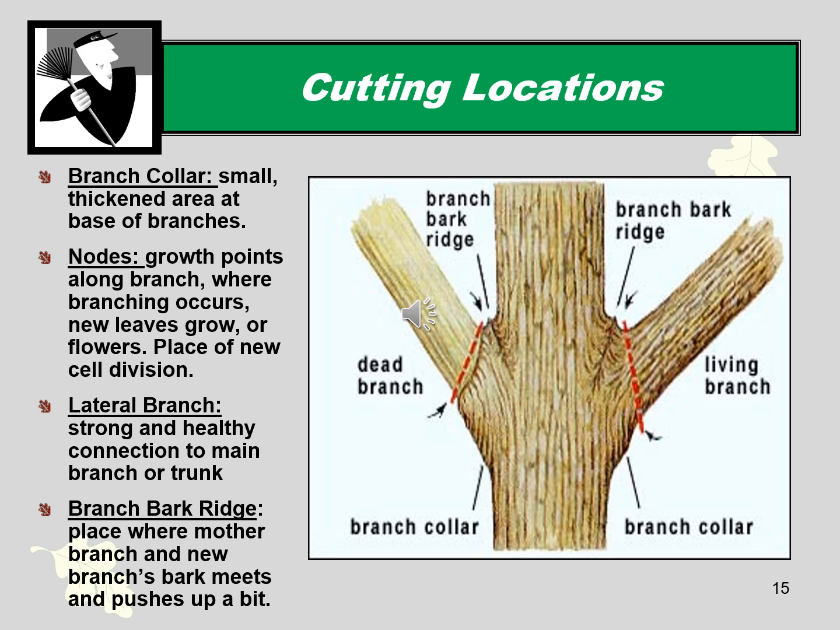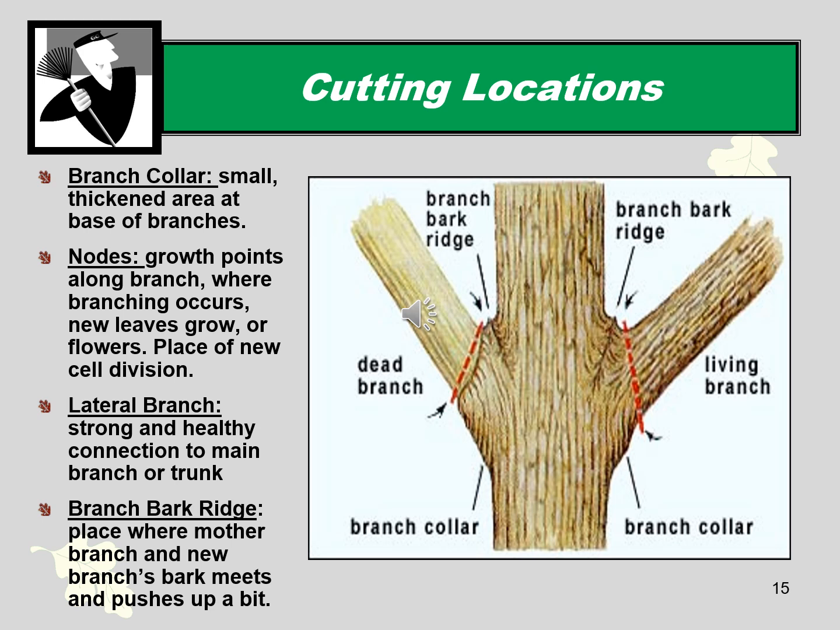Let's look at some basic parts and some terms related to them for pruning cut locations. The branch collar is a small thickened area at the base of the branches. The nodes are the growth points along the branch where the branching occurs. Place of new cell division, like where a leaf comes out or a new branch comes out, that's a node, an area of growth. A lateral branch is a smaller branch coming off a bigger branch.